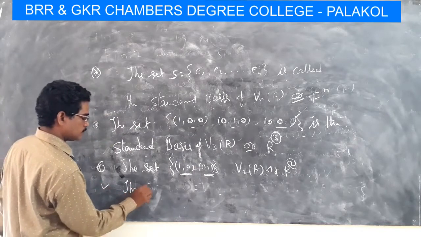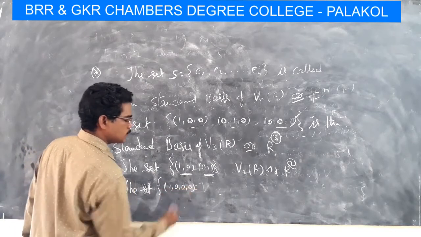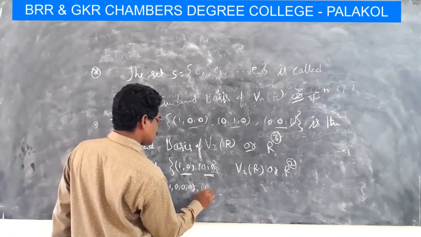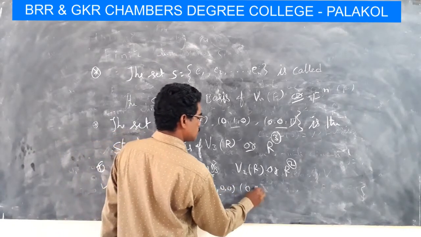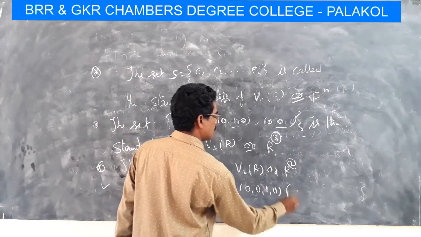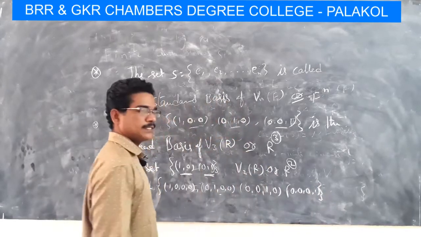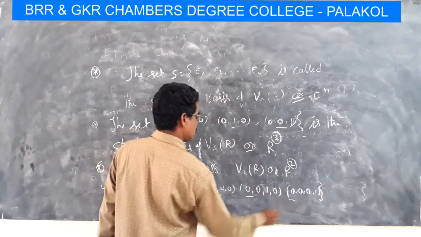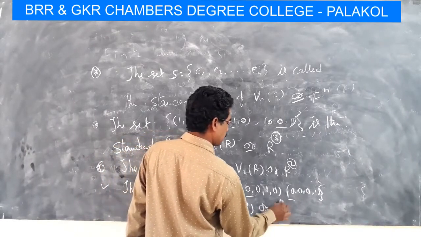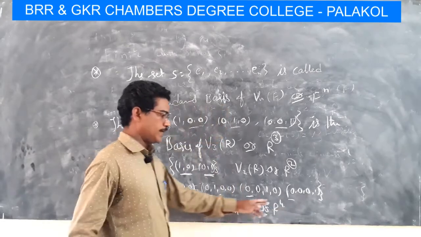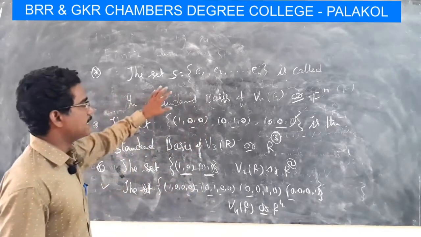Similarly, the set of (1, 0, 0, 0), (0, 1, 0, 0), (0, 0, 1, 0) and (0, 0, 0, 1) is the standard basis of V4 of R, or R power 4. Here 4 indicates 4 coordinates. This is the standard basis.